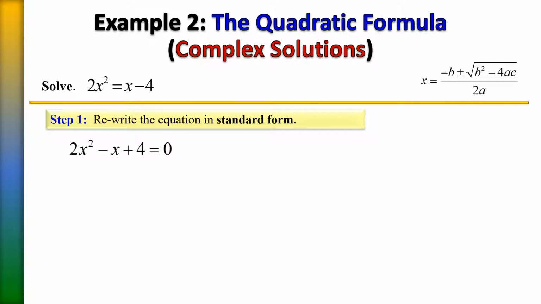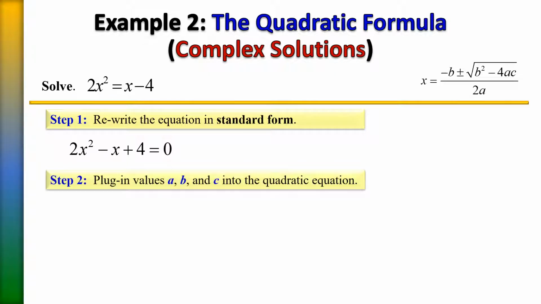Now that the equation is in standard form, our next step is to assign values to the variables a, b, and c. Recall that the first term we call a, second term b, third term, the constant, we call c. So the coefficient of a is 2. The coefficient of b is -1, and the coefficient of c is 4. So now we're going to take these values and simply plug them into the quadratic formula to do the math.